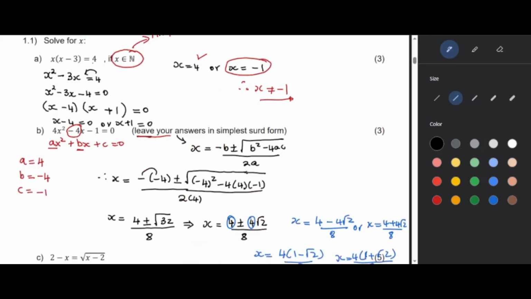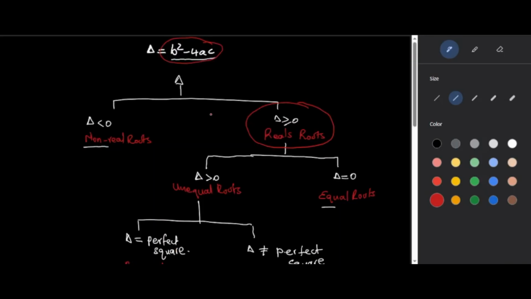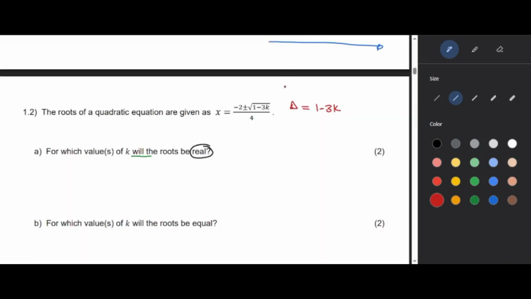So now I'm just going to look at what I'm given here, whatever you have inside that square root. So delta, my discriminant, is 1 minus 3k. But the question is asking, for which values of k will the roots be real? Remember, if the roots are real, the discriminant must be greater than or equal to 0. So 1 minus 3k must be greater than or equal to 0.